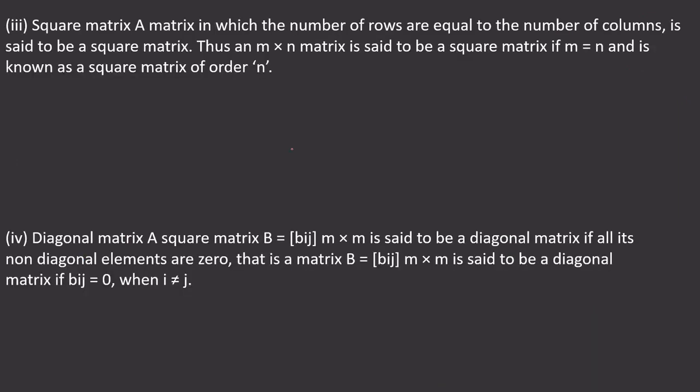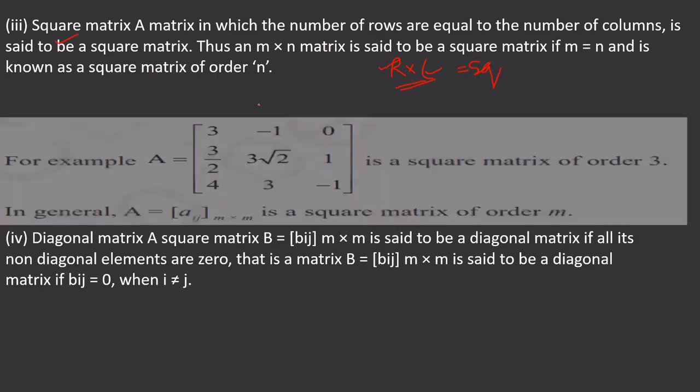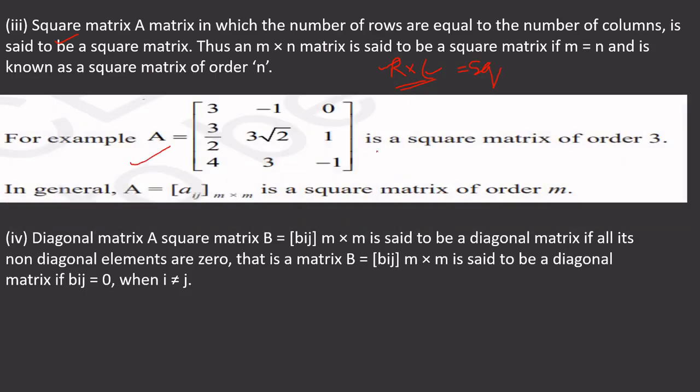Next type is the square matrix. What is a square matrix? When we represent a matrix as R cross C, and R is equal to C, the number of rows equals the number of columns, then we call it a square matrix. The representation of this is A, for example 3 cross 3. 4 cross 4 and 2 cross 2 are all square matrices.